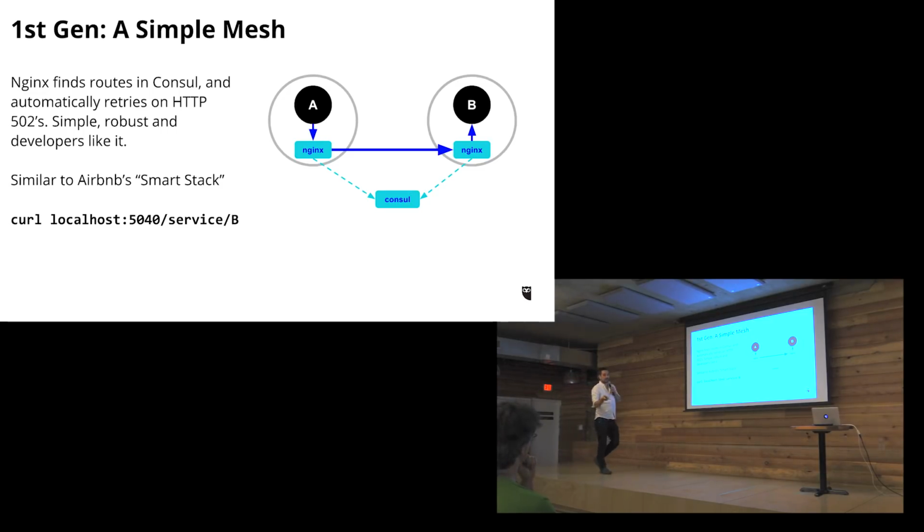With our initial version 1, or generation 1, we got retries on 502s, which is nice. It was really simple and robust, and when you put it in place, developers loved it. It was great, because it's very simple. When you make a request, you curl to localhost on some standard port /service/B. Now it's very simple.